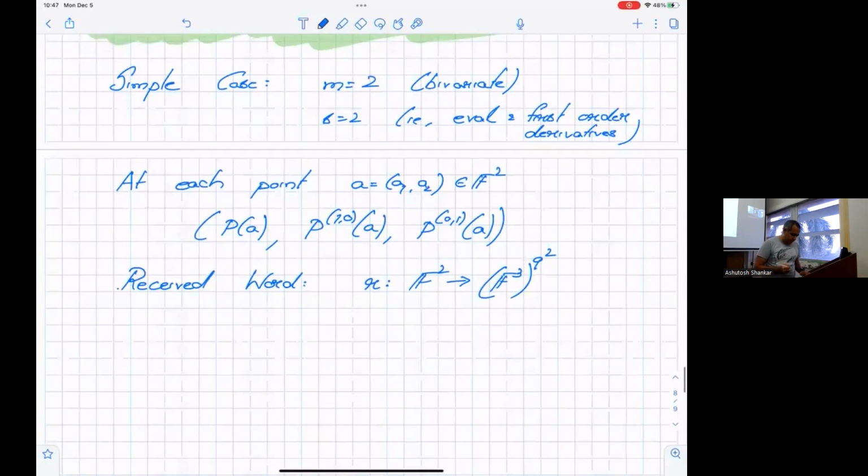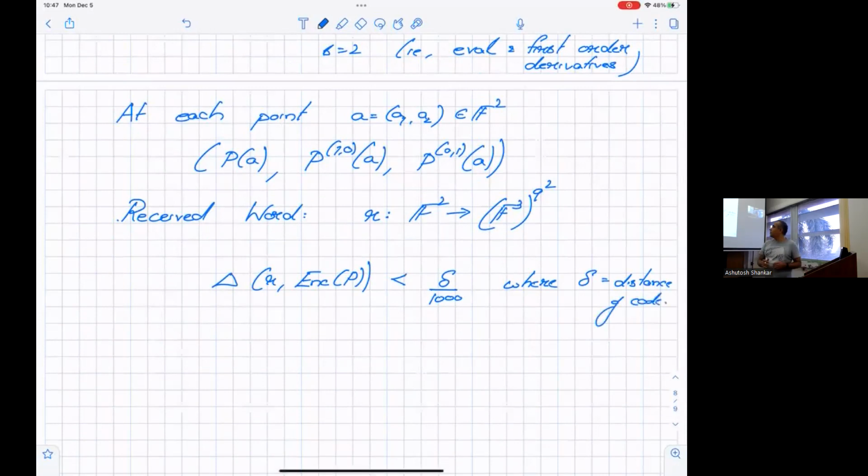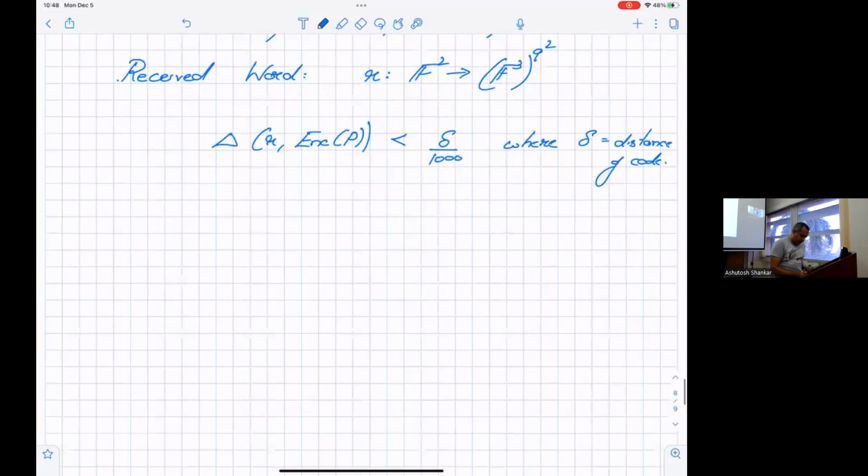And further, let's assume that the distance of R from the encoding of P is really, really small. It is some delta by 1000, where delta is the distance of the code. So I want to be able to recover from this. I give a received word which for a large fraction of values agrees, the entire triple agrees with it. But now you want to evaluate it in a random way. The idea is going to be exactly the same thing as before.